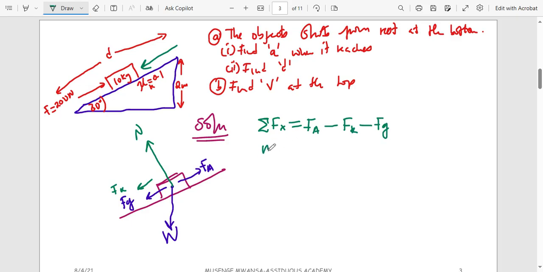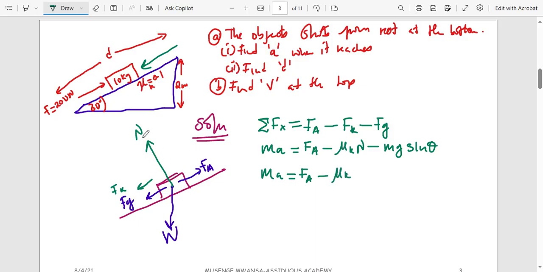Net force is mass times acceleration. Applied force minus kinetic friction, which is given by the coefficient of kinetic friction times the normal force, minus Fg, which is given by mg sin theta. And then this becomes ma equals applied force minus coefficient of friction times normal force.